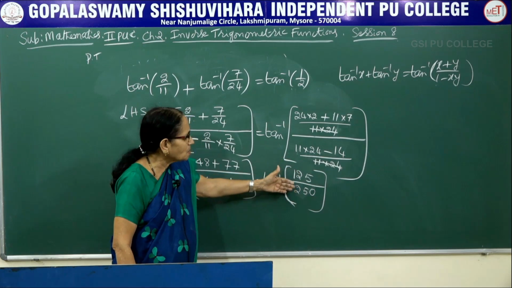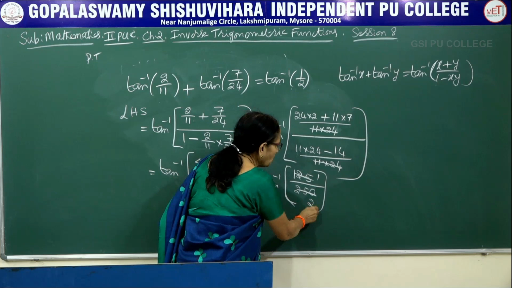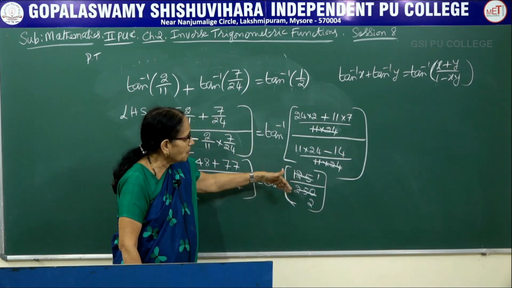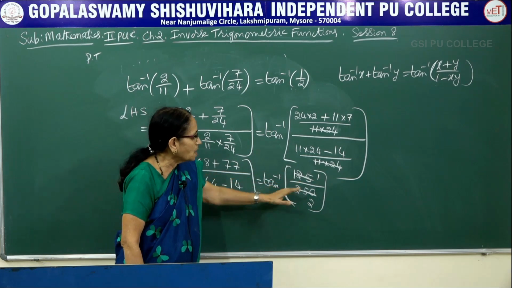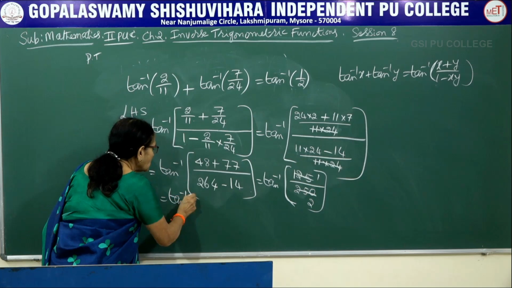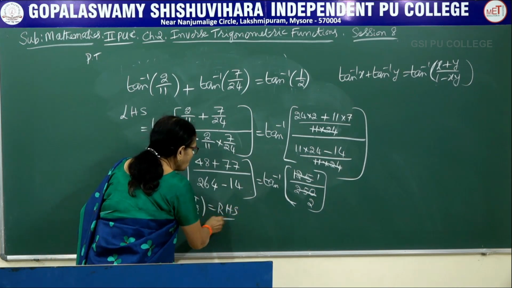But this number you can directly cancel. 125 one time, 125 two times. Or if you find it difficult, you can divide by 5 again and again. Finally we arrive at the result tan inverse of half, tan inverse of half, which is nothing but the right hand side.